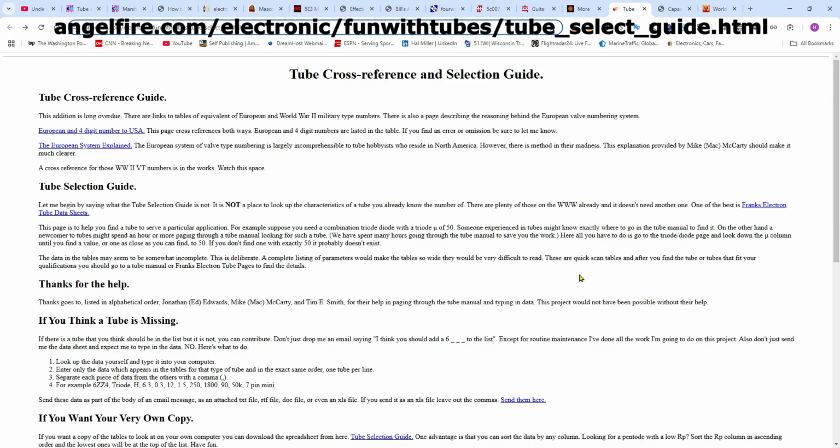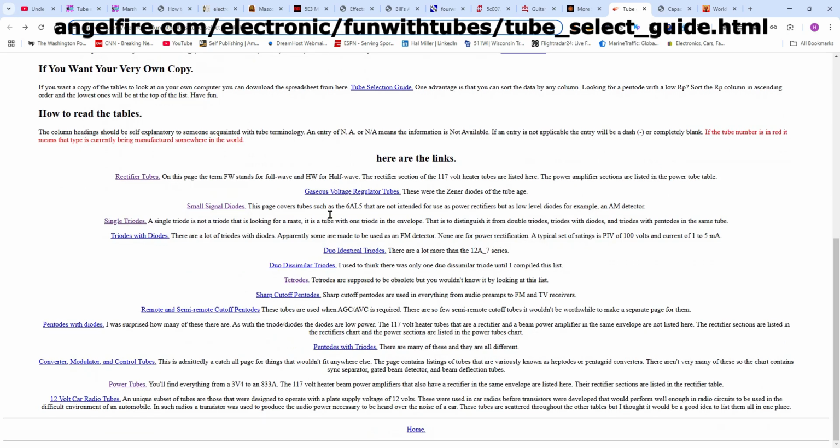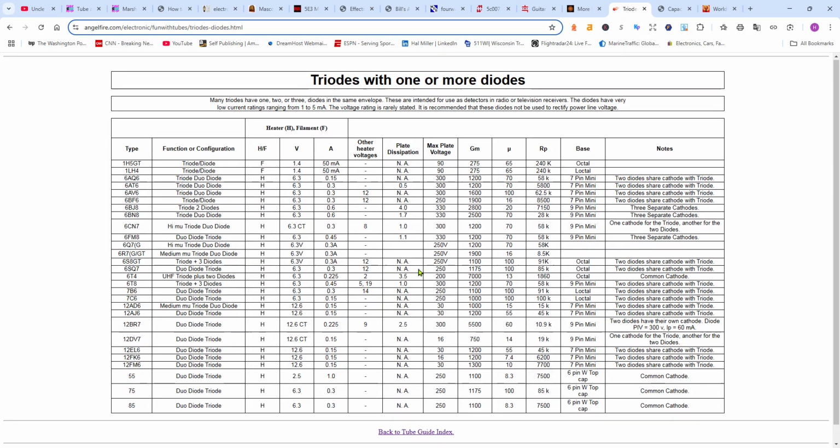This is a tube cross-reference and selection guide. Basically, it's tube specs separated by the different kinds of tubes, and it's basically just data charts. One of the ones that I find handy frequently is triodes with diodes. For instance, if you've ever used a 6SQ7 or 6AT6, 6AV6, you can see over here this gives all the specs for these, and it's handy if you acquire some tubes, say at a rummage sale or a swap meet, that you want to know more about real quickly. This is a good place to do that.